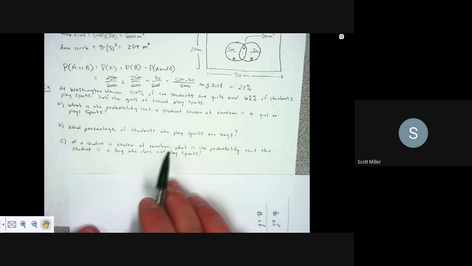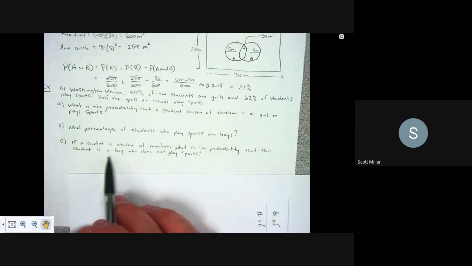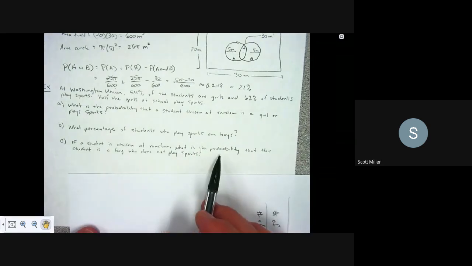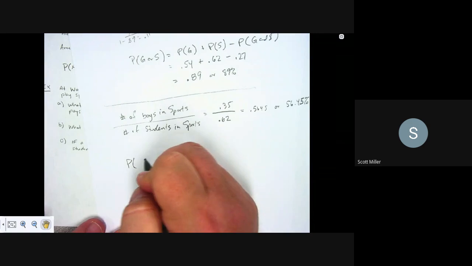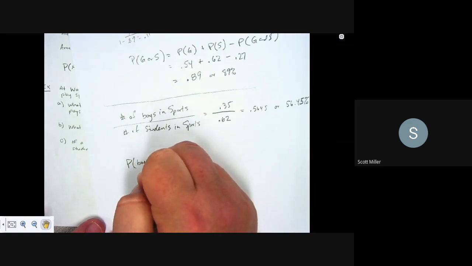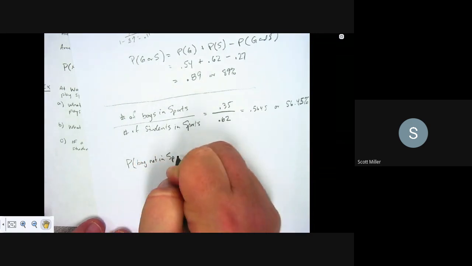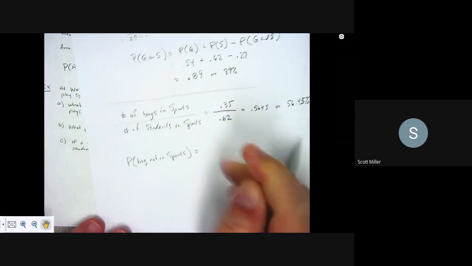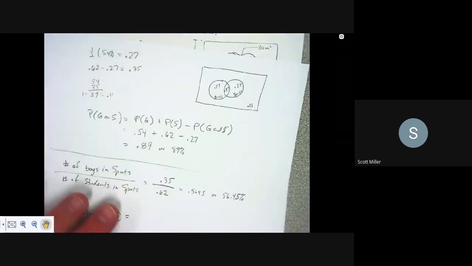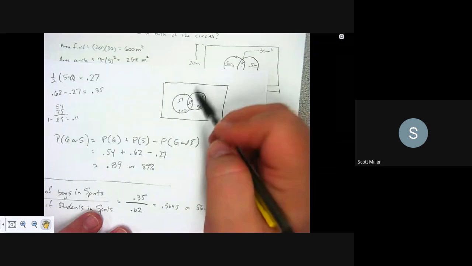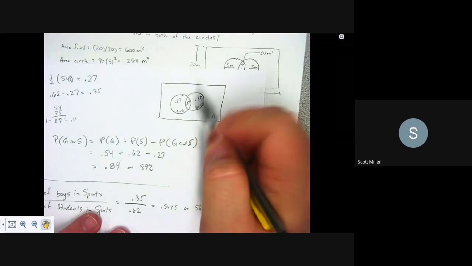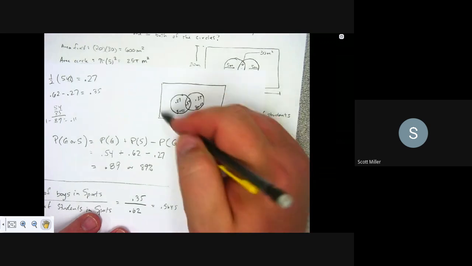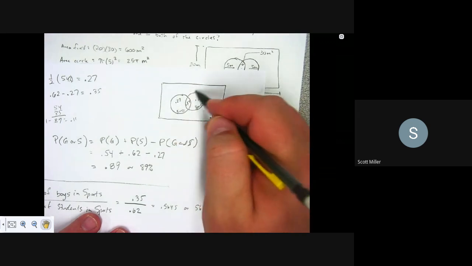If a student is chosen at random, what is the probability that this student is a boy who does not play sports? So what is the probability that a student chosen at random is a boy not in sports? Well, we've already calculated all that. This is the number of boys and girls in sports. This is the number of girls. So everything outside of that circle right here are the students who do not play sports.